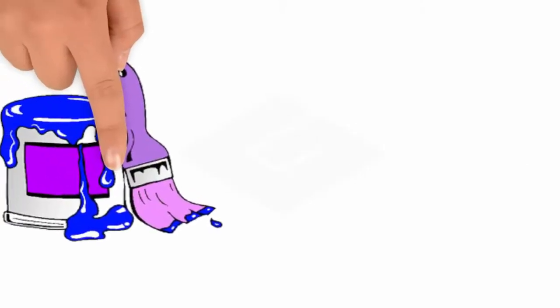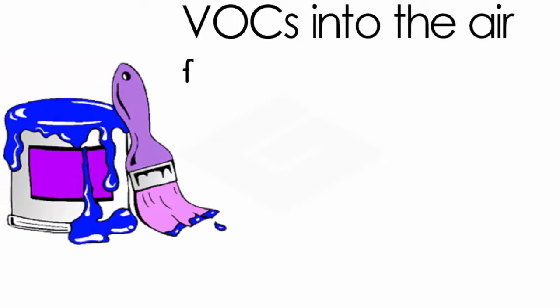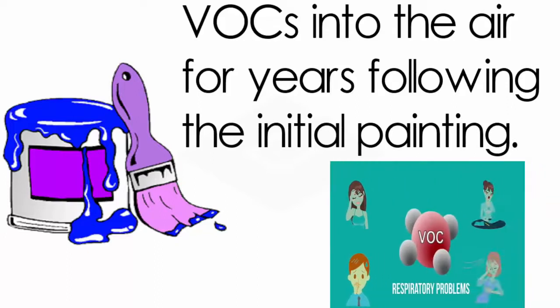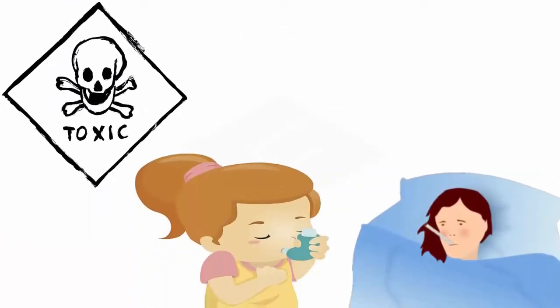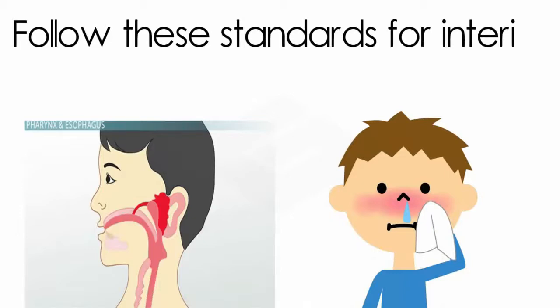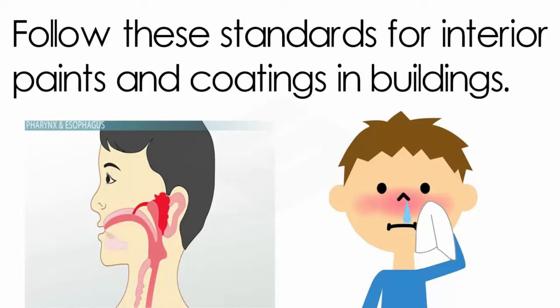VOC in surface renderings. Paint and coatings can release VOCs into the air for years following the initial painting. Harmful VOCs typically are not acutely toxic but have compounding long-term health effects such as childhood asthma, leukemia, pharynx and nose irritation. Follow these standards for interior paints and coatings in buildings.